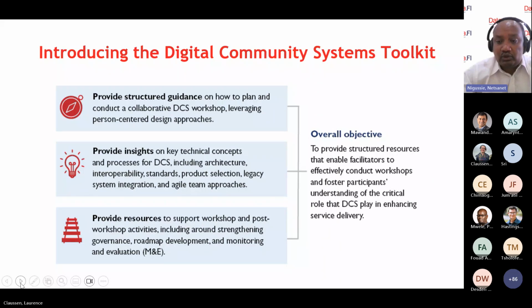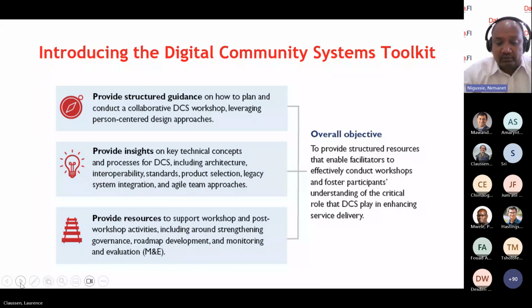And the second objective is to provide deep insights into the technical aspects of the digital community system. This toolkit covers crucial topics like system architecture, interoperability, standards, product selection, and how to integrate new systems with the legacy systems. I believe this helps participants understand the technical side of digital community systems and ensuring that the systems we design are not only practical and scalable, but can also evolve as the needs of the users change.